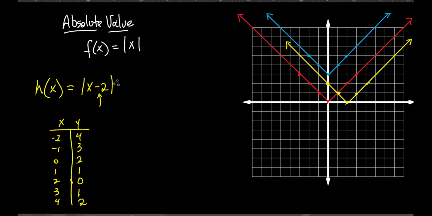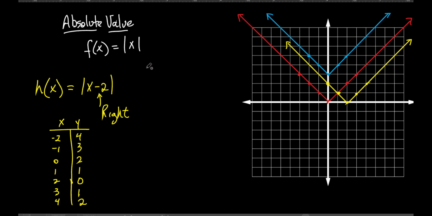Everybody listen. When you're adding or subtracting inside the function, that moves it left and right, but it moves it the opposite way than you might think it would move it, okay? You'd think it would go to the left too, but it doesn't. This moves it to the right 2 when it's inside the absolute value.